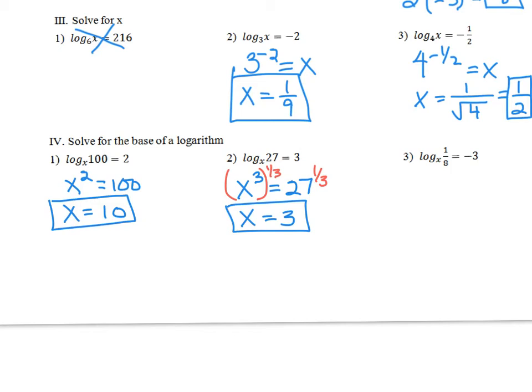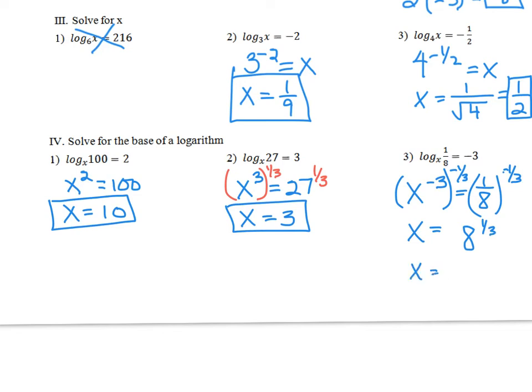For the last one in this set, x to the negative 3 is equal to 1/8. So I want to raise both sides to the negative 1/3, the reciprocal exponent. So when I do that, on the left side I'm getting x equals. On the right side, because my exponent is negative, I'm going to take the reciprocal of the base. So I'm going to say 8 to the positive 1/3 power. So therefore this means the cube root of 8, the cube root of 8 is equal to 2.